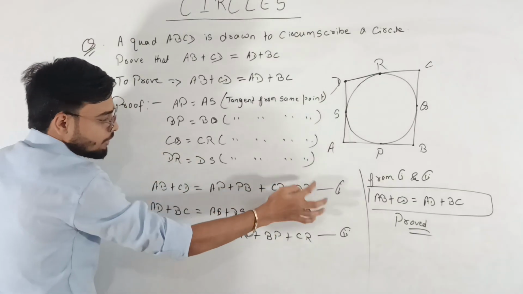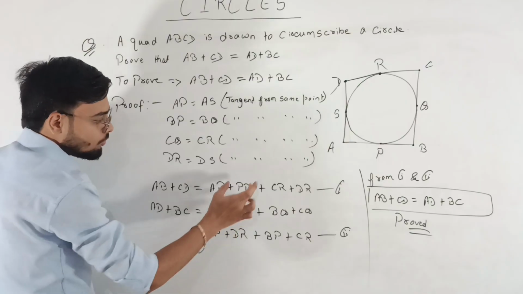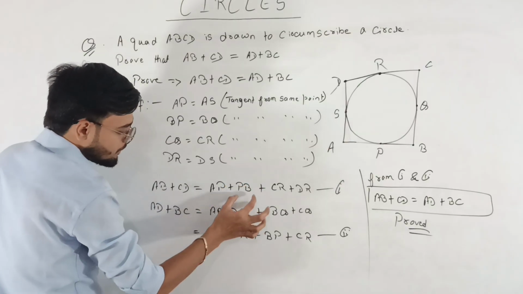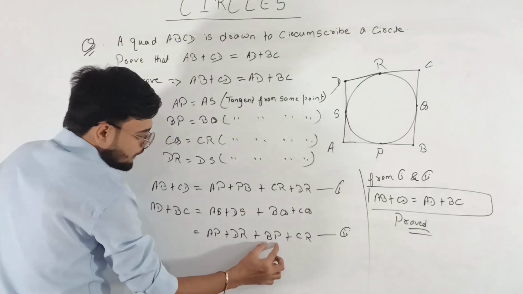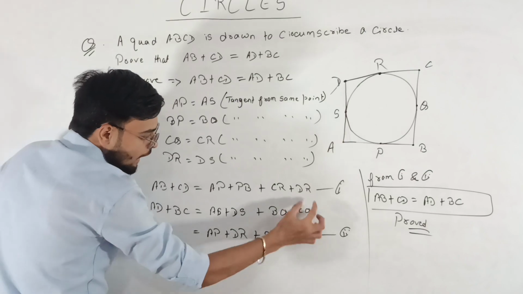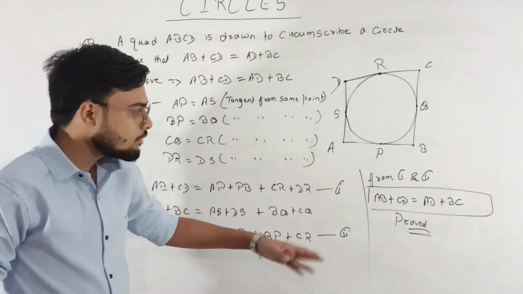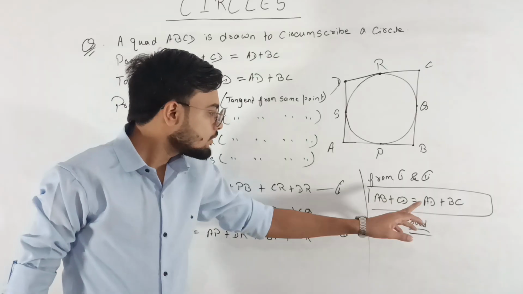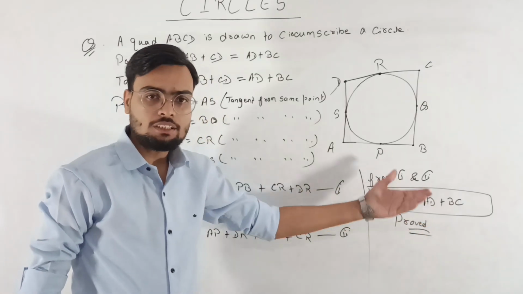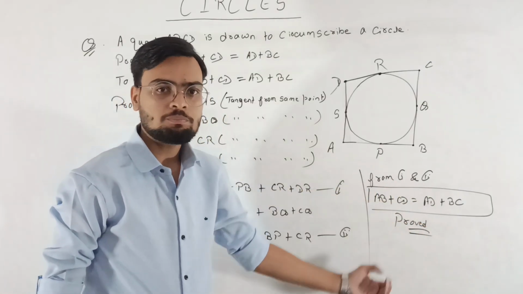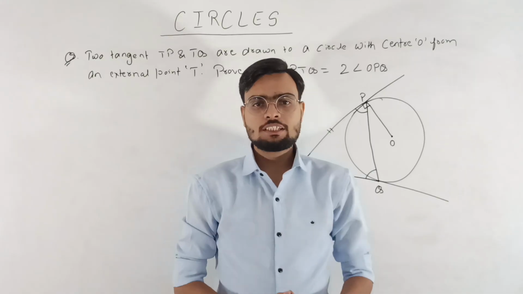Now compare this first equation and second equation. RHS of both first and second are equal. AP plus PB, AP, PB, CR and DR. So from first and second, RHS are equal. Therefore, AB plus CD equals AD plus BC. RHS are also equal. Understood? Now let's move towards the next question.